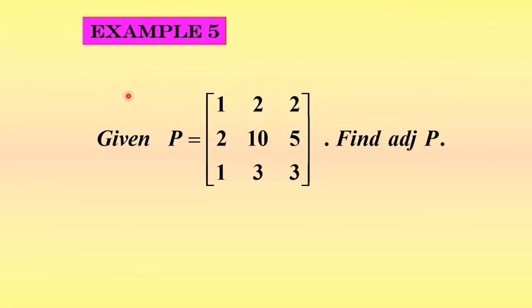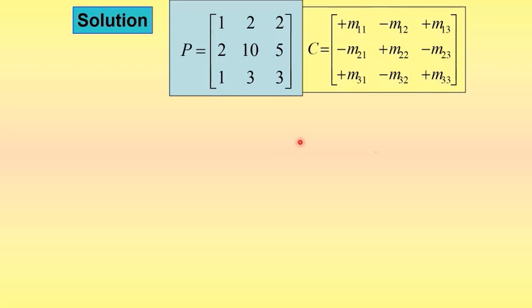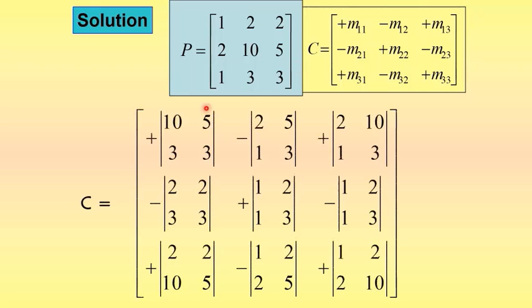Example 5. Given P is this matrix, find the adjoint of P. Okay, so we have the solution for this. As before, we forget about the signage of cofactor. We have plus, minus, plus, negative, positive, negative, positive, negative, and positive. Okay, so this is the cofactor.